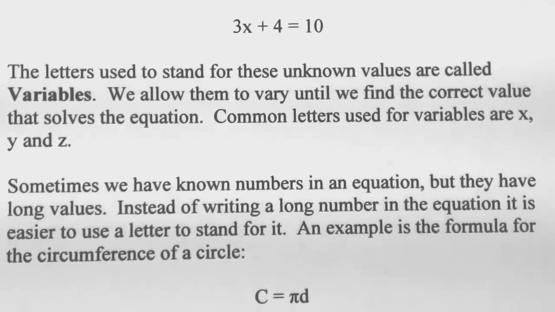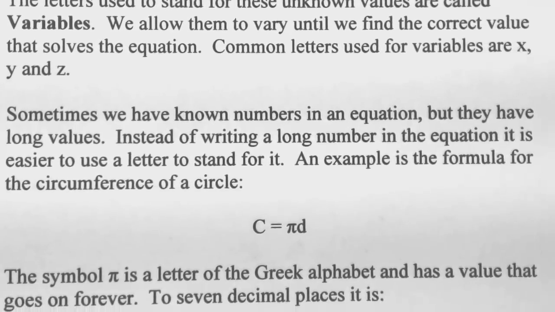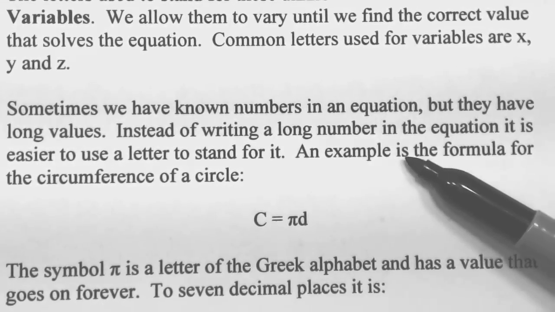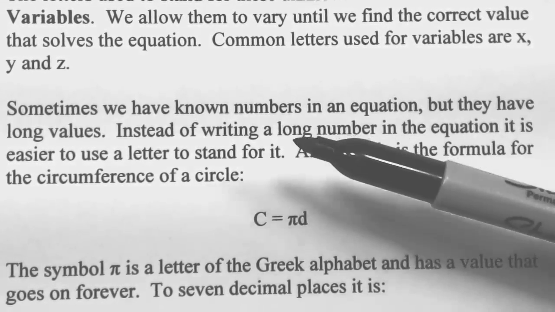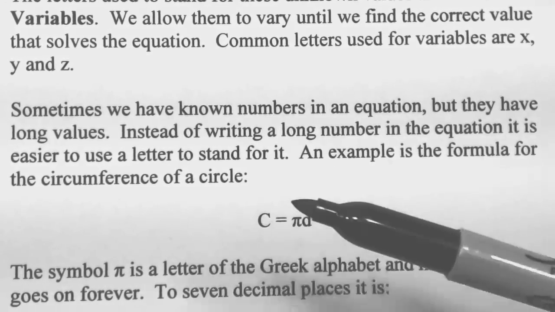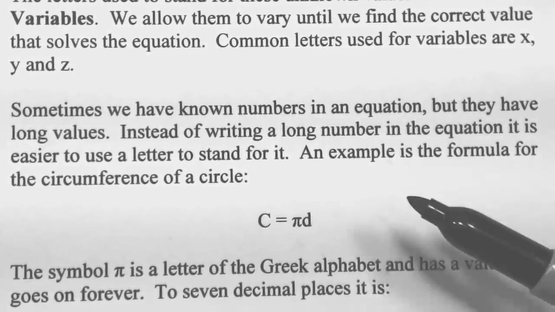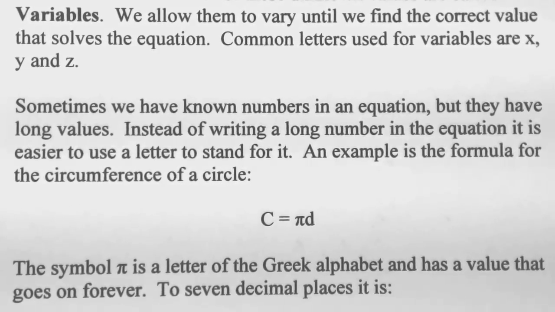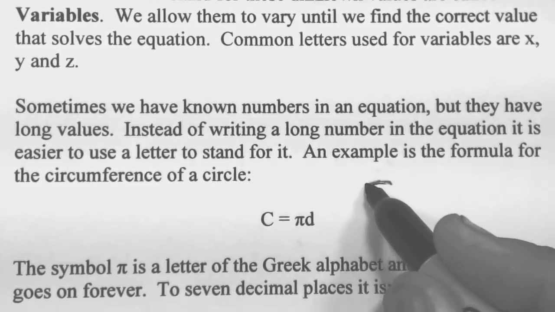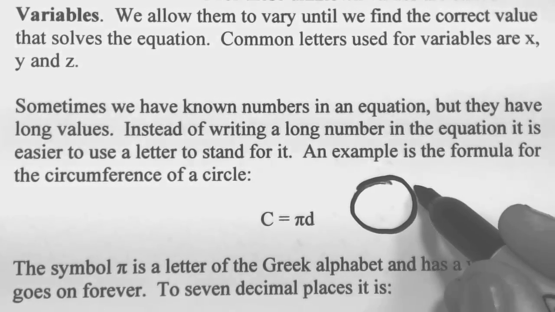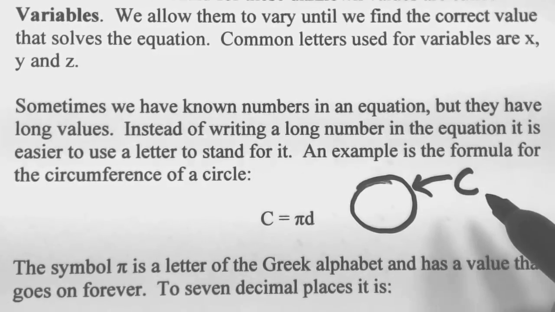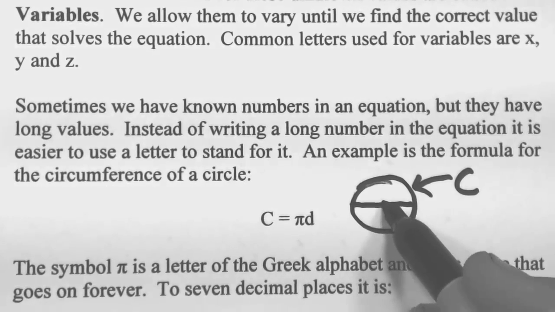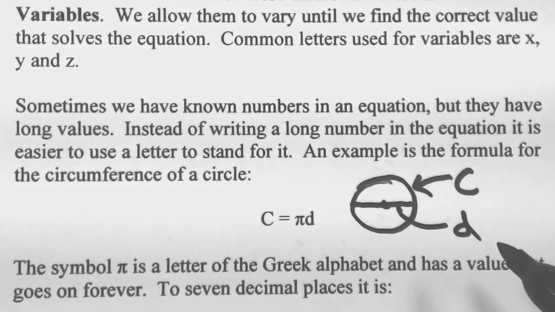Now, sometimes we also know numbers in an equation, but they have long values. Instead of writing a long number in an equation, it is easier to use a letter to stand for it. Well, as an example of this, the formula for the circumference of a circle, C equals pi times the diameter. Remember that the distance all the way around the outside of a circle is known as its circumference, and a line through the center from one end to the other is the diameter.